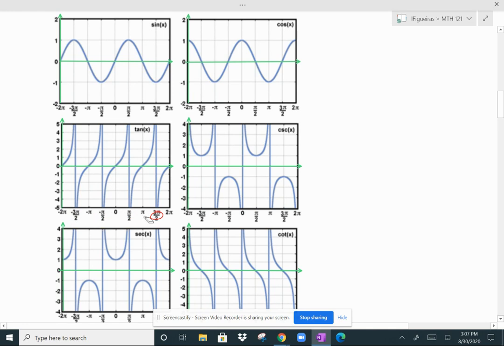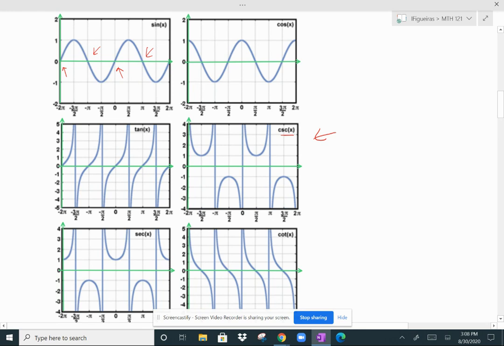And then if I go here to the right to cosecant, cosecant is the reciprocal of sine. So cosecant has vertical asymptotes everywhere that sine is equal to 0. So where is sine equal to 0? It's equal to 0 at -2 pi, at -pi, at 0, at pi, at 2 pi, etc., every pi units. And that's exactly where you see your vertical asymptotes here. So -2 pi, -pi, 0, pi, and 2 pi.